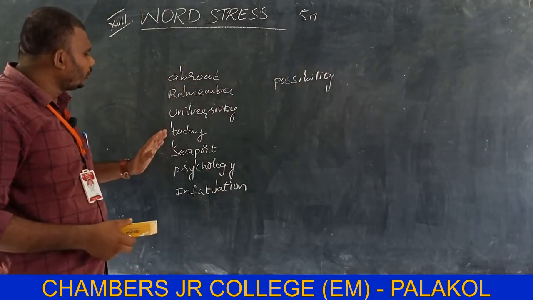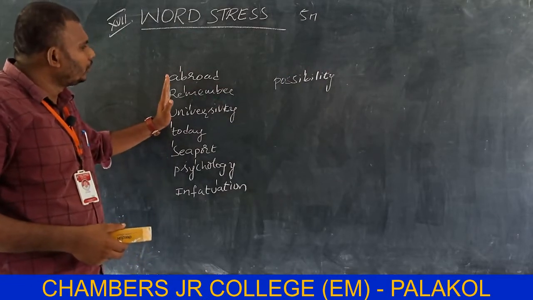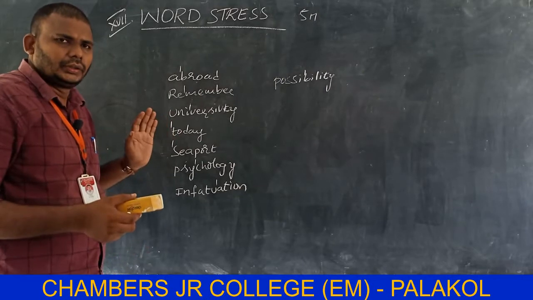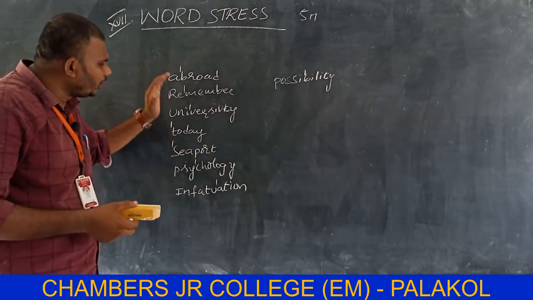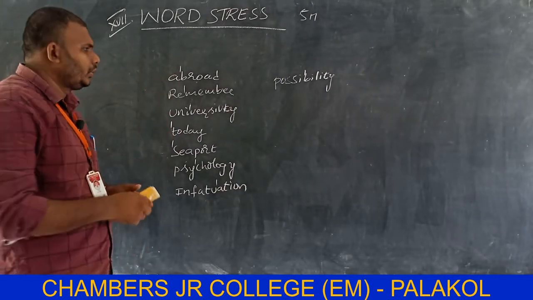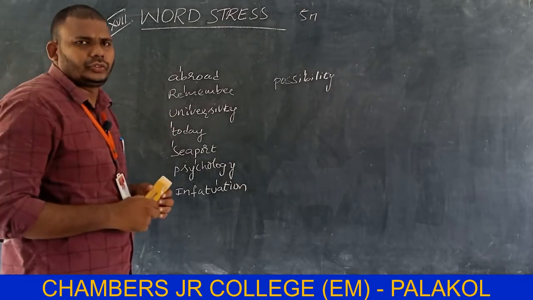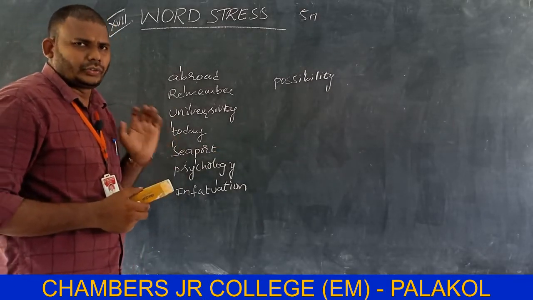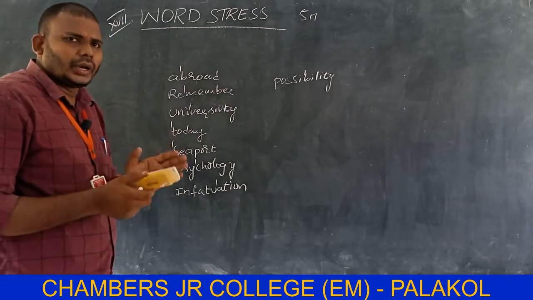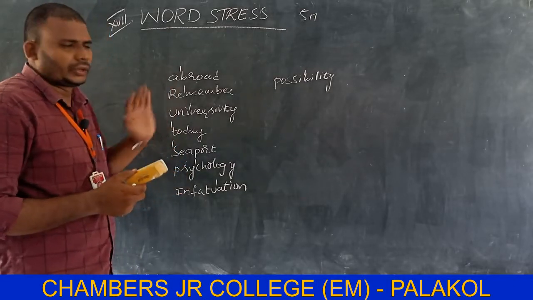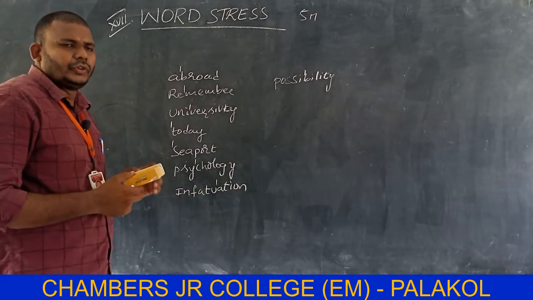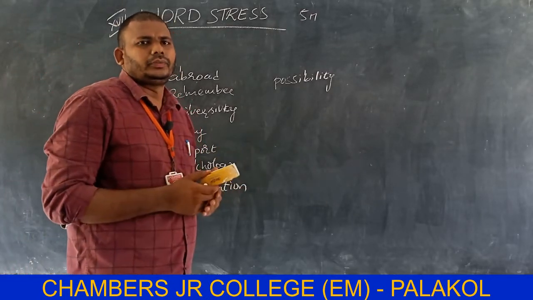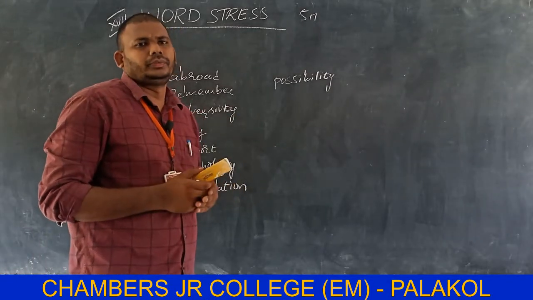I just drew some lines on one of the letters of every word. What do those lines indicate? The vertical bar indicates stress. How can I put those stress marks? If you want to put stress marks on those words, we should know some rules.